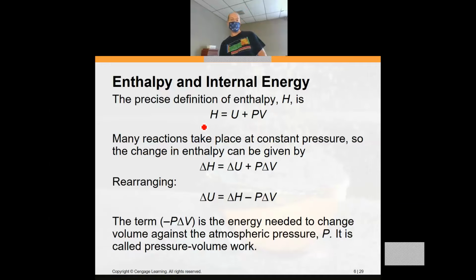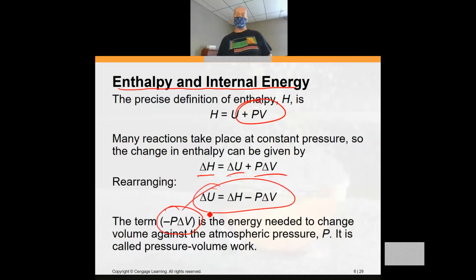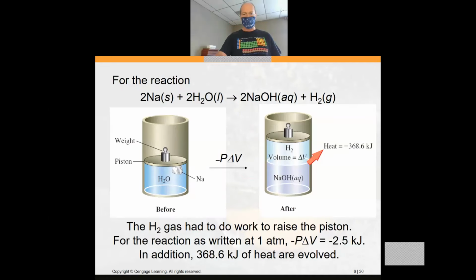When you have your enthalpy and internal energy, you have this factor of PV. So your delta H is your delta U plus delta PV. And so your negative P delta V is the energy needed to change volume against an atmospheric pressure P. All right, so this is your pressure volume work. And all of these equations will be given. You do not have to memorize any of these equations. PV equals nRT is not given, but these will be given.